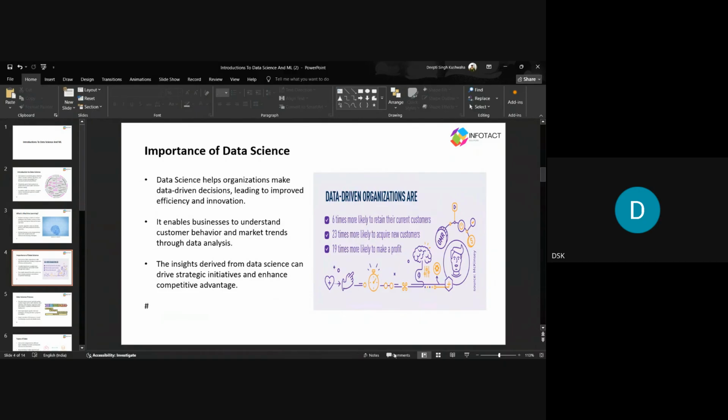And as you can see, such companies are 6 times more likely to retain their current customers, because they are much better at keeping existing customers happy since they understand their needs, and 23 times more likely to acquire new customers because they are incredibly effective at finding and attracting new people who are a perfect fit for their products, and 19 times more likely to make a profit as well. So when you can keep your old customers and easily get new ones, it's no surprise that you become far more profitable.